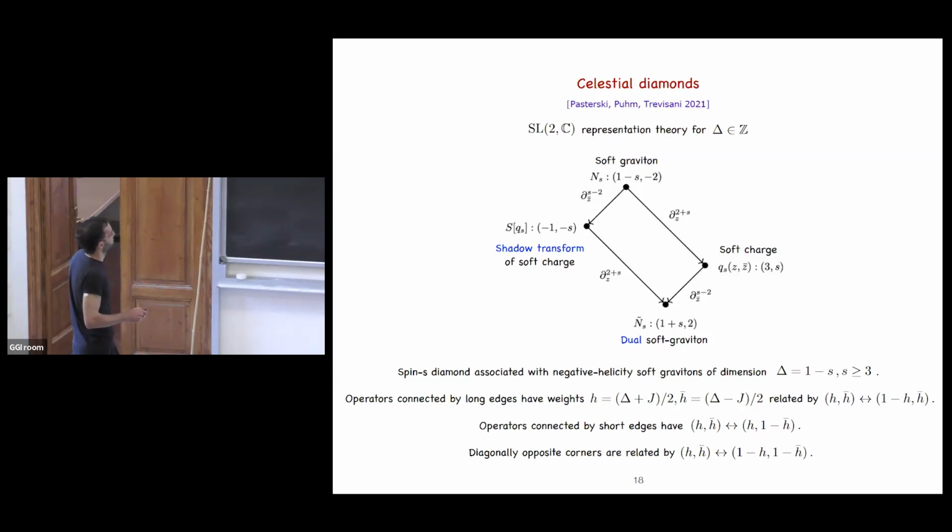What you have here is the soft graviton that I introduced before. Then if you take 2 plus s z derivatives, you end up with a soft charge that I also showed you before. Now, if you do instead s minus 2 z bar derivatives, you end up with an object which is the shadow transform of this charge here. So you can show that going up and down these edges really corresponds to doing a shadow transform.